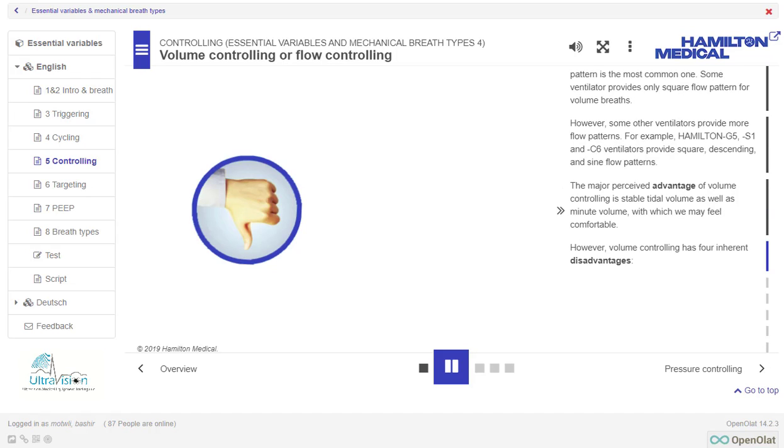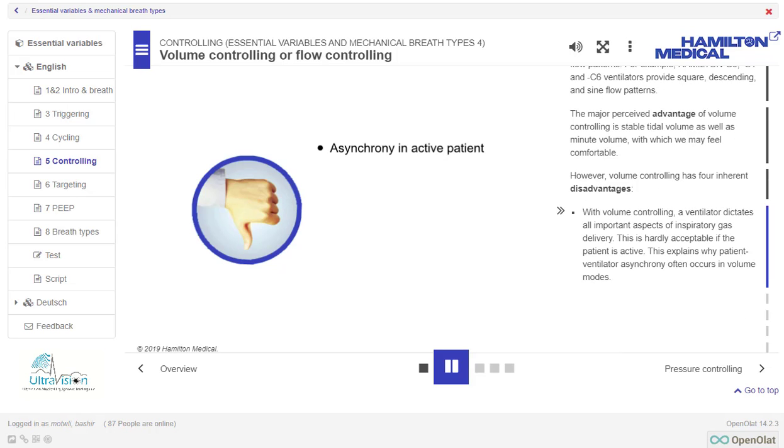However, volume controlling has four inherent disadvantages. With volume controlling, a ventilator dictates all important aspects of inspiratory gas delivery. This is hardly acceptable if the patient is active. This explains why patient-ventilator asynchrony often occurs in volume modes.